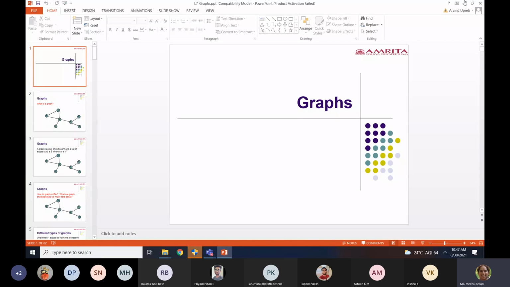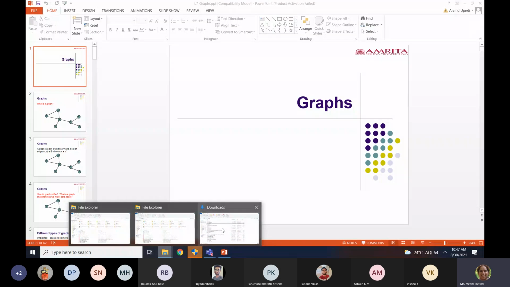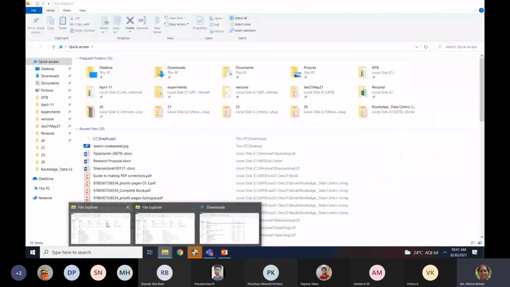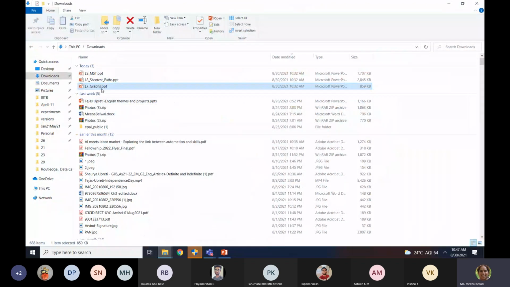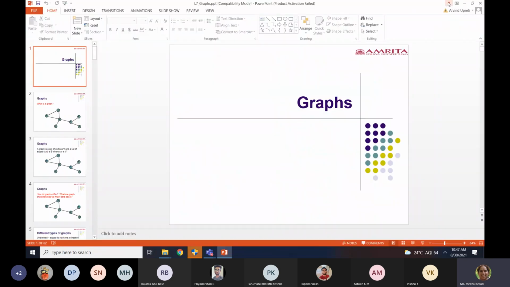So let's get started. We have 3 classes this week before we start with our mid-semester exam. I think we must be able to do these 3 lectures. L7 is graphs, which we may be able to do today. Then the next lecture is shortest path, and then it is MST. So probably we can finish L7 and L8 in these 3 classes. It's kind of revision only for you.